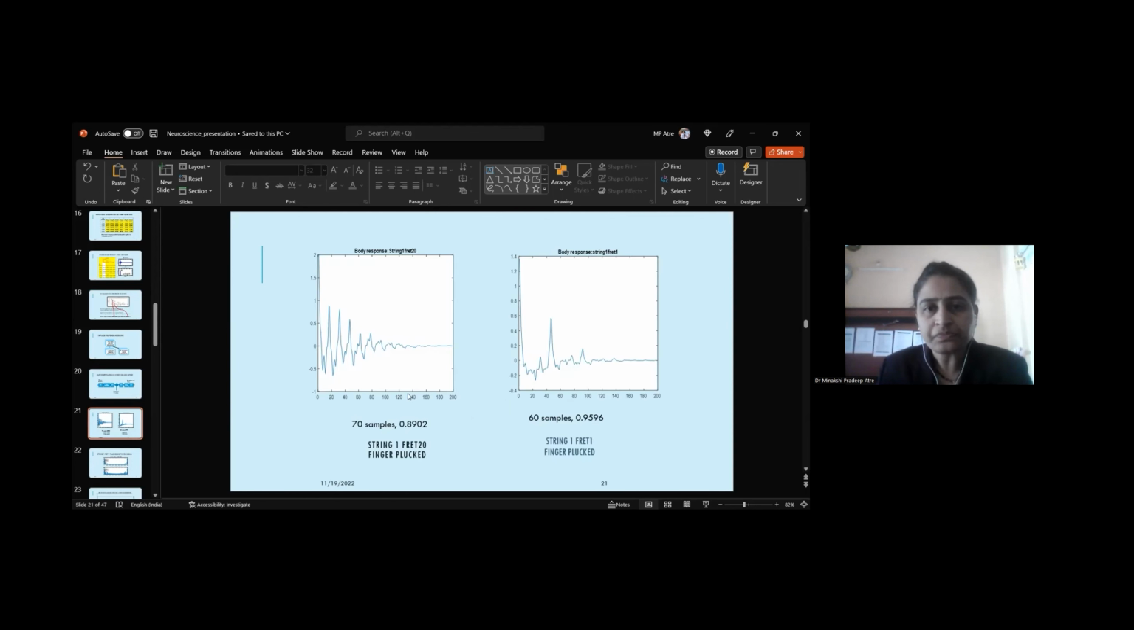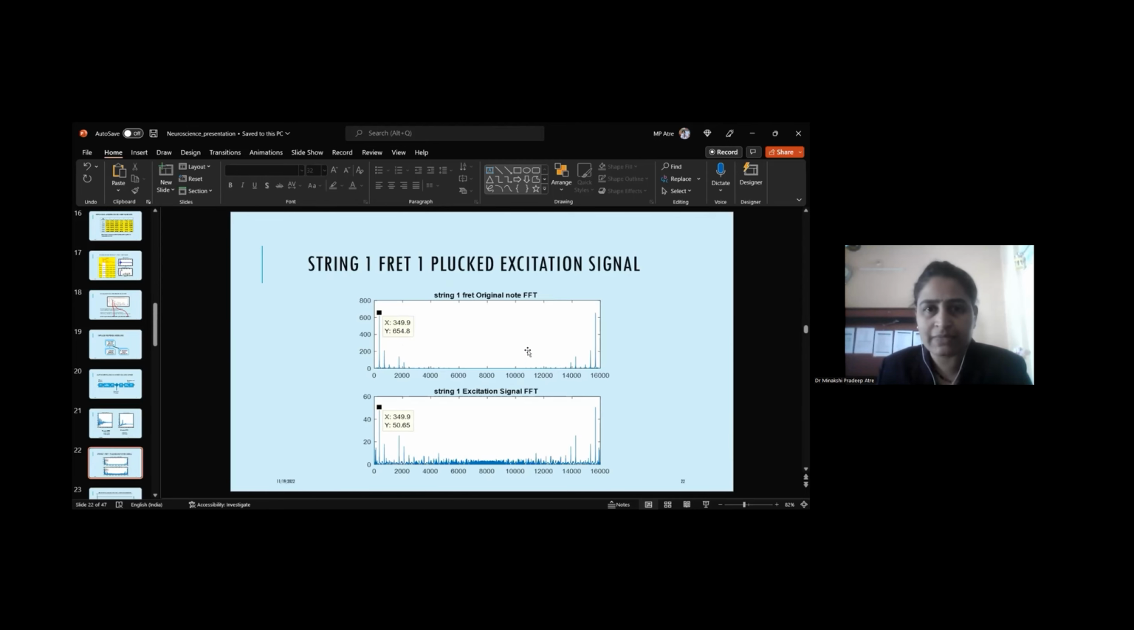Now this is the depiction of the string 1, fret 20 impulse response, and this is the impulse response of string 1, fret 1. This is fret 20, this is fret 1, and the samples considered are 70 and 60. This is not important at this point of time, but later, when we go for the close-to-original note, we need to give attention to the number of samples as well.